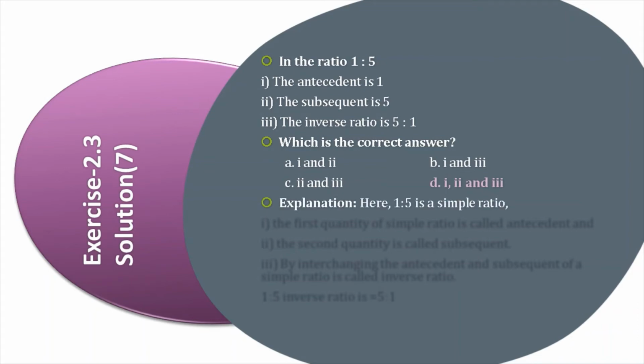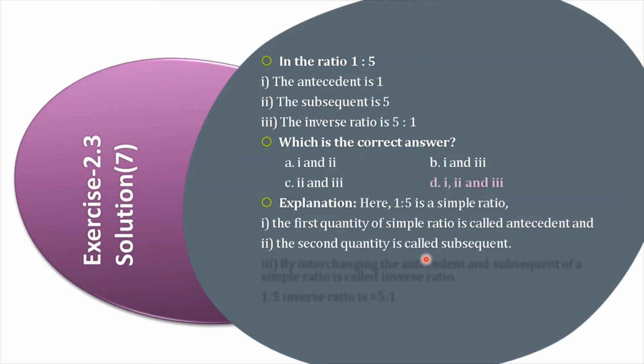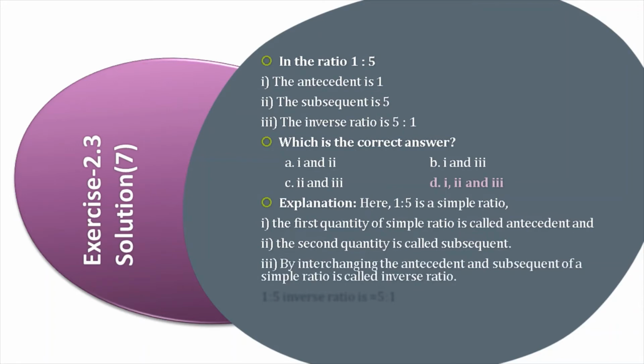Here 1:5 is a simple ratio. The first quantity of simple ratio is called antecedent. That means the antecedent is 1. You can see the first quantity is called antecedent. The second quantity is called subsequent. That means 5 is our subsequent. That is also correct. By interchanging the antecedent and subsequent of a simple ratio is called inverse ratio. This is the definition of inverse ratio. And if we interchange 1:5, then we get 5:1. So the number 3 is also correct.